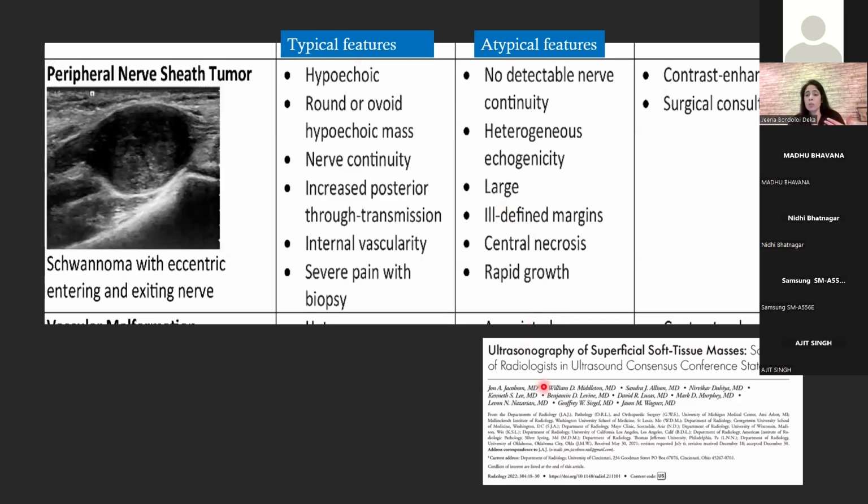So we've spoken about the well-known features of nerve tumors, which have been documented also in this consensus statement by John Jacobson and team. So just a quick recap. The typical features of benign PNSTs, as described by them, is a hypoechoic tumor, which is a round or ovoid hypoechoic mass. There is nerve continuity. There is increased posterior through transmission. There is internal vascularity. And of course, there is severe pain with biopsy. And he has also described some atypical features, like there is no detectable nerve continuity. It can be heterogeneous. It can be quite large. There might be ill-defined margins. It might show central necrosis or a rapid growth. And the recommendations were that in such cases of atypical findings, we've got to do a contrast-enhanced MRI and also go for a surgical consultation.